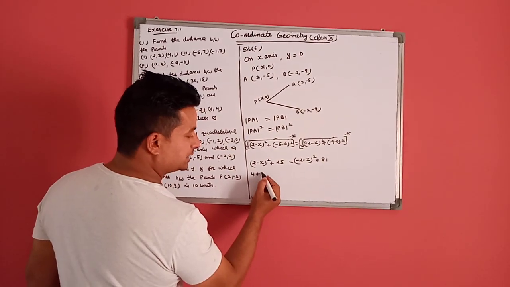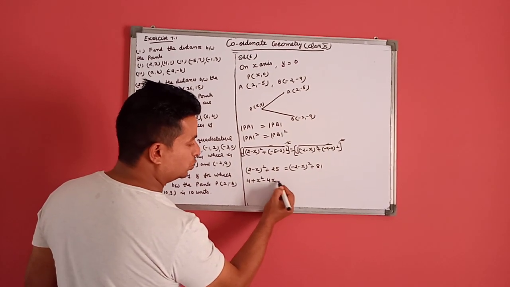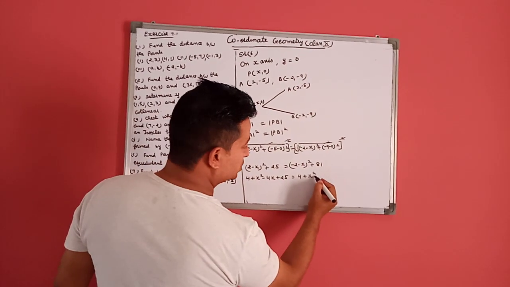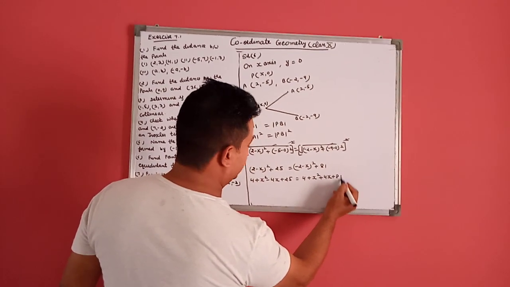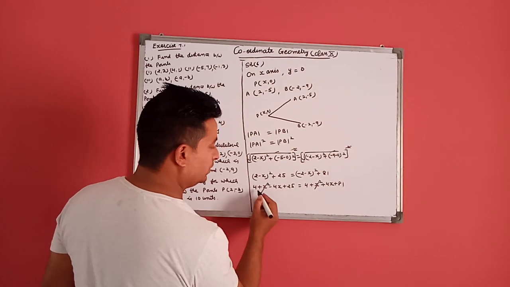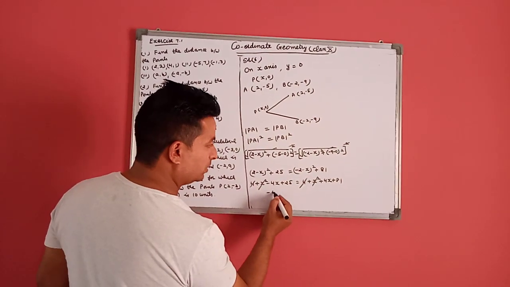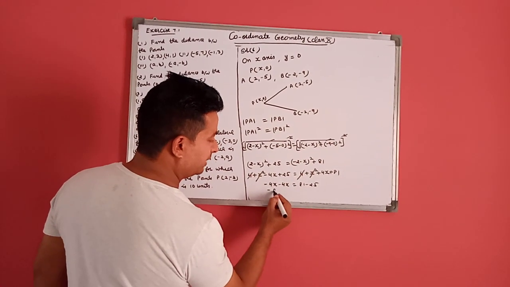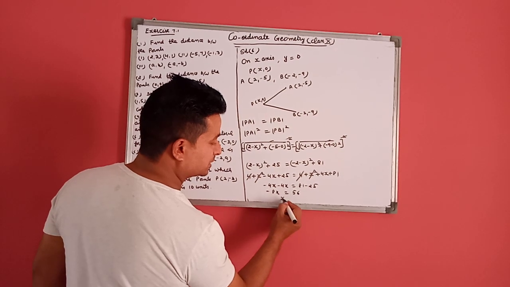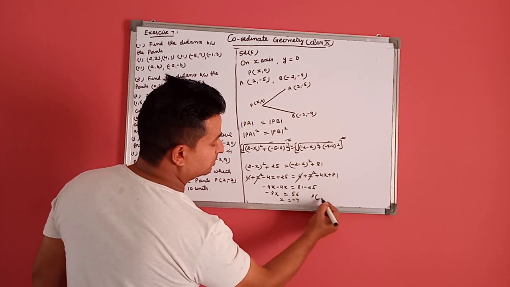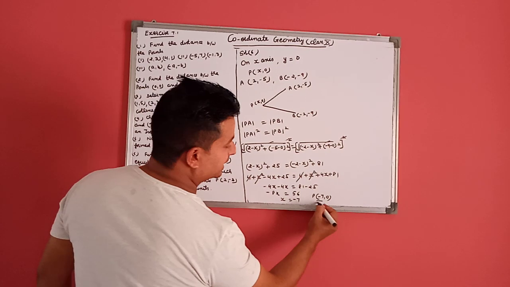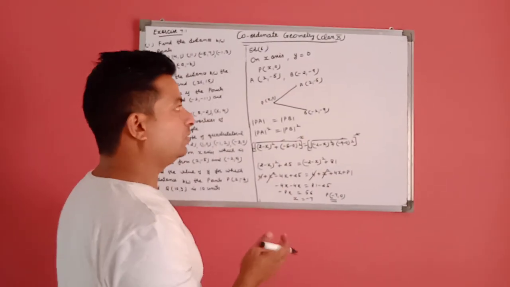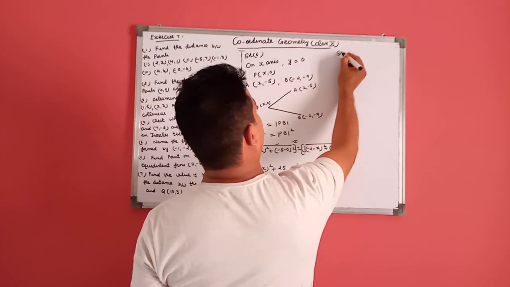Open this using the identity, a square plus b square minus 2ab. This is a square plus b square plus 2ab plus 81. This x square cancels out. 4 is also canceled out. Minus 4 minus 4, 81 minus 25, minus 8x equal to 56. So x is minus 7. This means the point on x-axis is minus 7, 0. On x-axis y is 0. On y-axis x is 0.